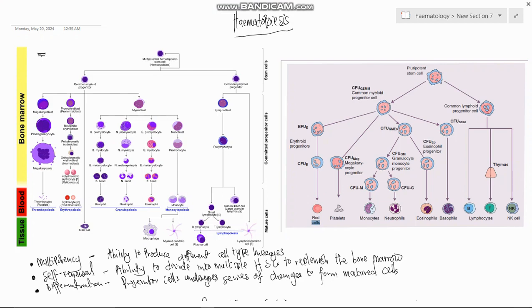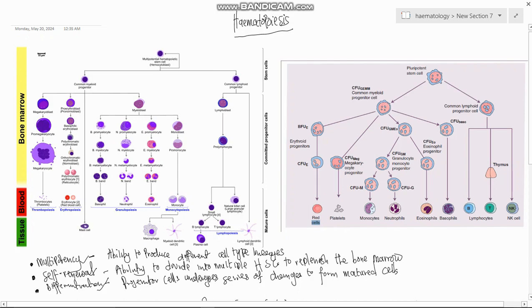So the other time we talked about the characteristics of hematopoietic stem cells, and today we are going to emphasize the three main characteristics: the multipotency ability, the self-renewal ability, and the differentiating ability.